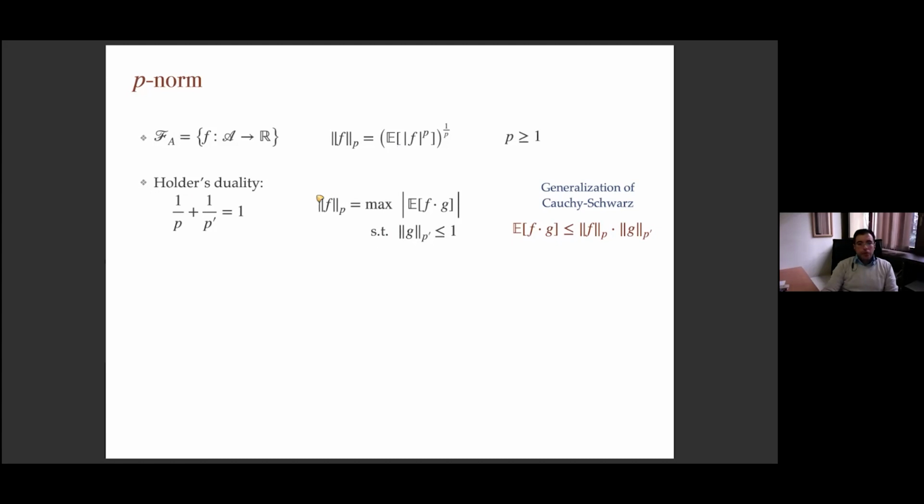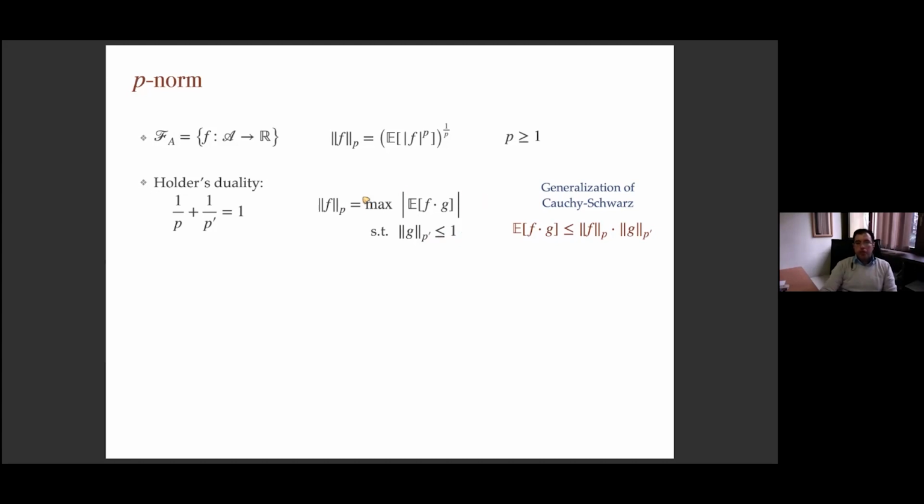And then I have this important Hölder duality. Given p, I can associate to it a number p prime given by this equation. And then I have this characterization of the p norm. The p norm of f is the maximum of the absolute value of the inner product between f and g, where the maximization is over all choices of g whose p prime norm, this Hölder dual here, is at most 1. Okay.